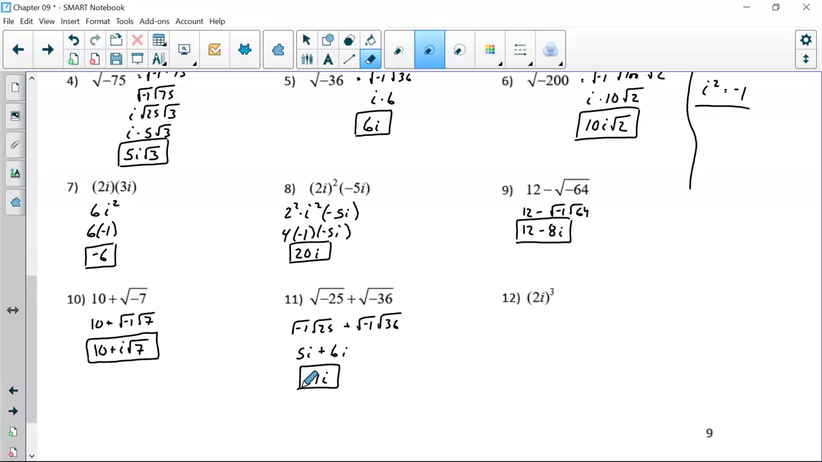And number 12. 2 to the third times i to the third. So it's 8. Now, i to the third is the same as i squared times i. So what it is, it's 8 times i squared, which is negative 1, times i. So in the end, we get negative 8i. And there is our final answer.